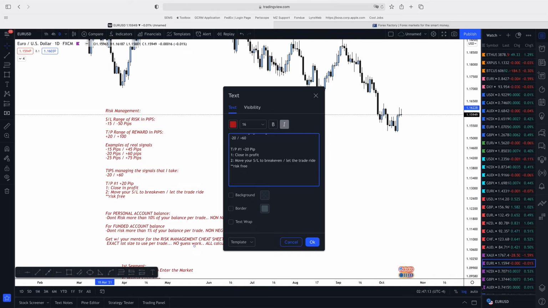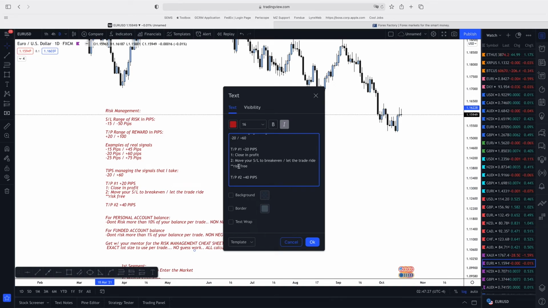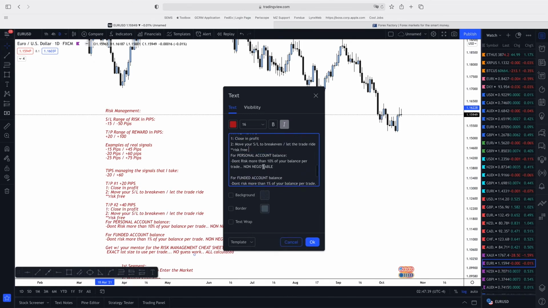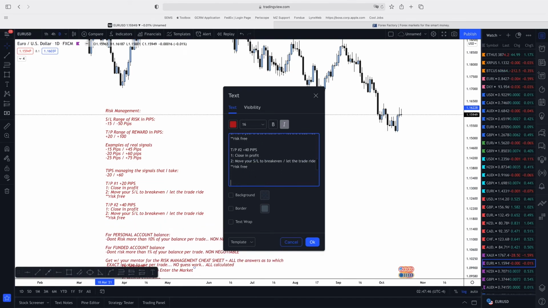Take profit number 2 is going to be positive 40 pips. TP2, positive 40 pips. Again, when you reach TP2, you also have 2 different options: either close in profit, or you can move your stop loss to break even in order to have a risk-free trade.